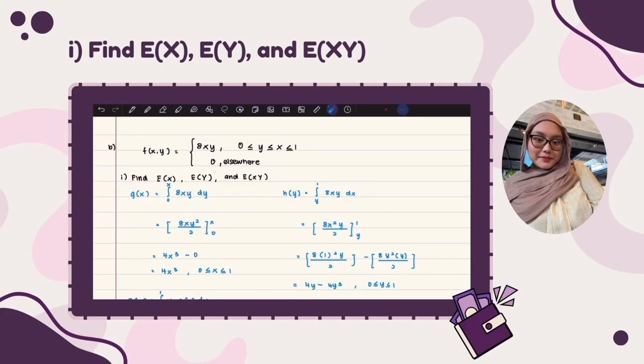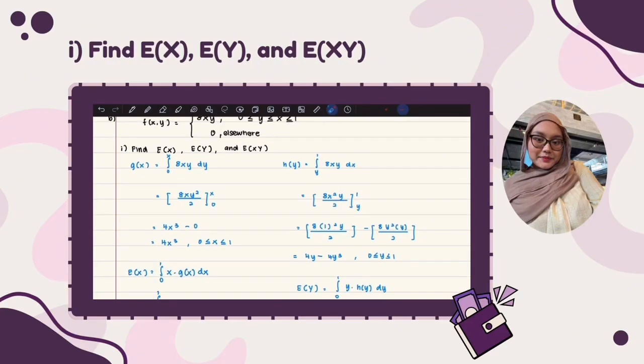Moving on to the next question, number 1 is find E(X), E(Y), and E(XY). To find E(X), we need to have g(x). As you can see here, I've already done the g(x). g(x) is basically just the marginal density of X, like we did earlier.